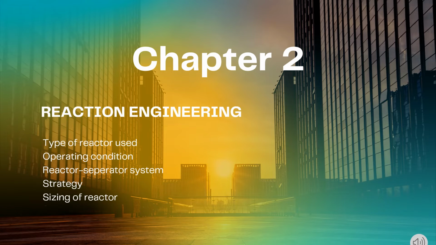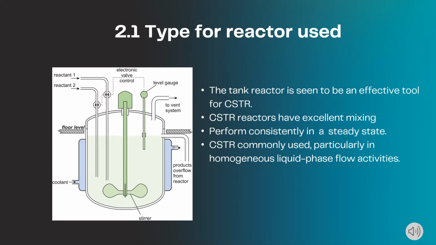So chapter 2 is about reaction engineering. It will cover the type of reactor used, operating conditions, reactor separator system, strategy, and sizing of the reactor. 2.1 is the type of reactor used. CSTR reactors have excellent mixing. It performs consistently in a steady state and is also commonly used particularly in homogeneous liquid phase flow activities.